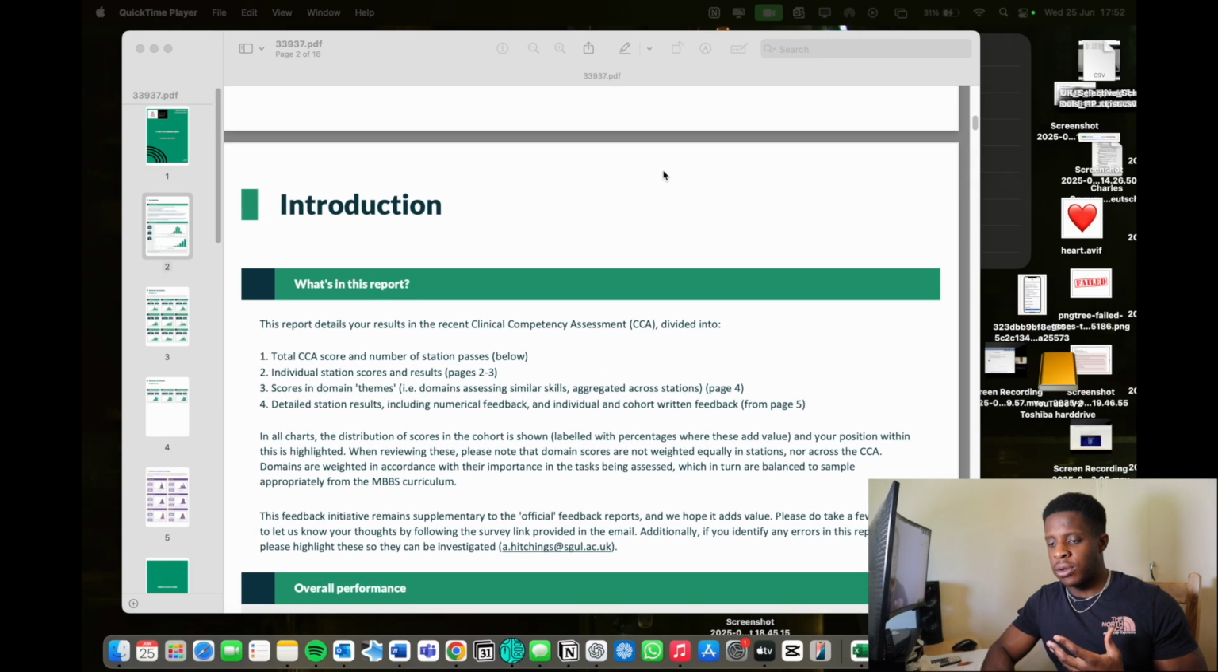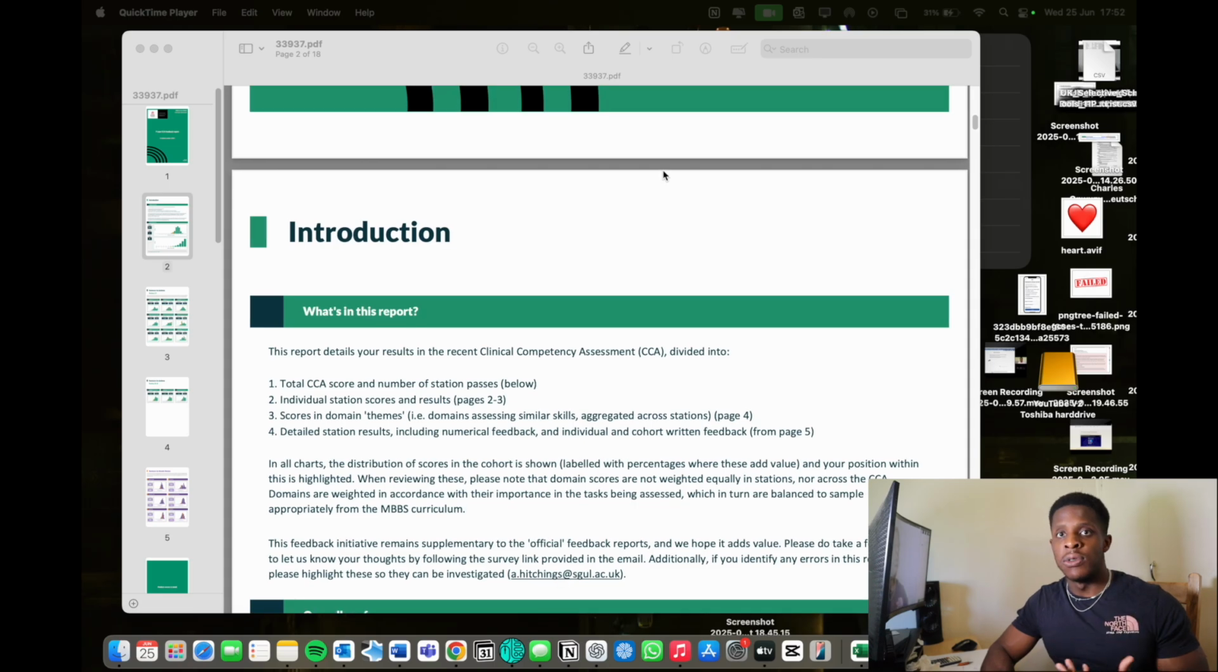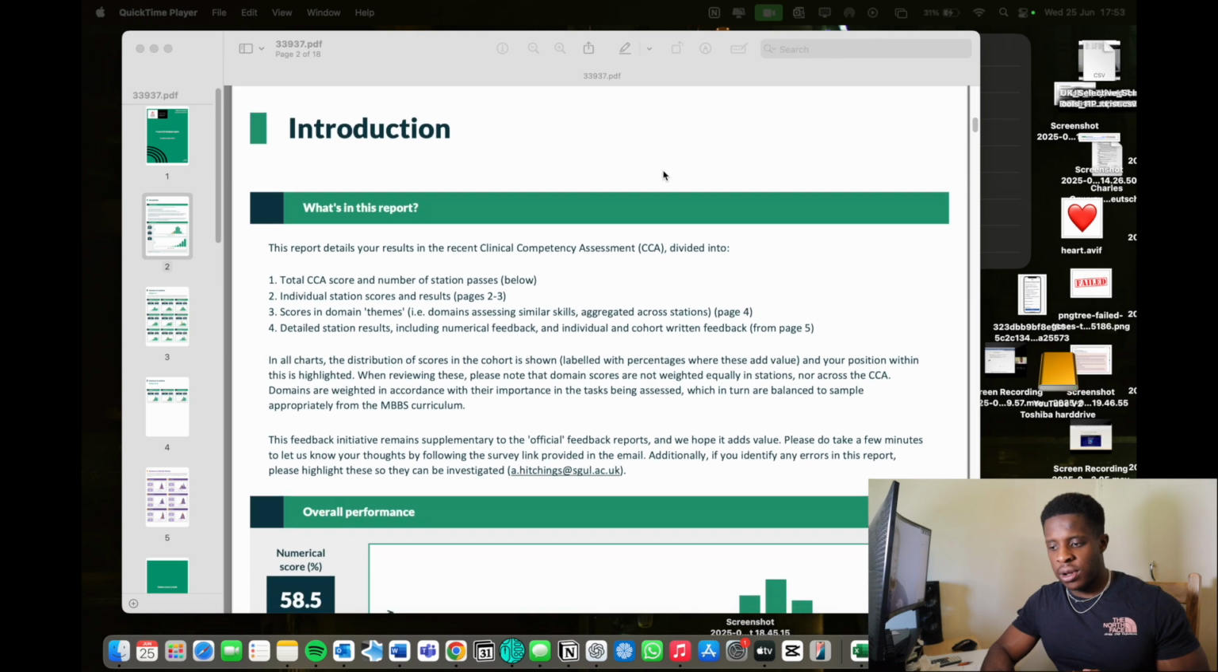But hopefully this should be useful for any of you that are going through OSCEs, especially if you're in final year in the UK. This is a new format that started this year. Normally we used to have 10 stations, but this year it was the first year that we had 12 stations, and now earlier years also have 12 stations as well. And yeah, hopefully it should help you.